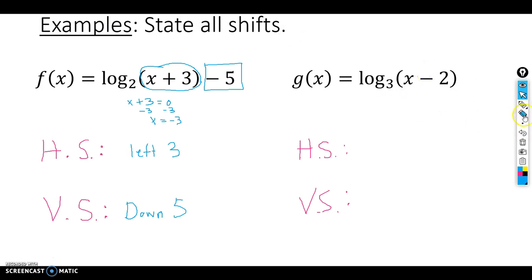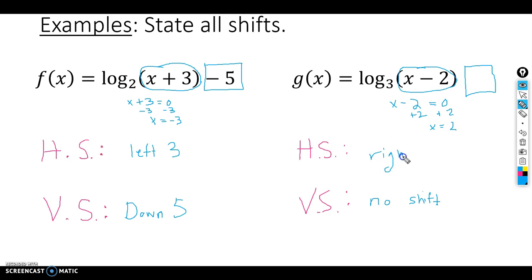So once more, I'm going to circle my horizontal shift, and I will box my vertical shift. And if you notice, there's no vertical shift, so I'm just going to go ahead and write no shift here. And for my horizontal, I'm going to set the argument of the log equal to 0, and I'm going to solve for x. So I will add 2 to both sides, and I will have x equals 2. So my shift is going to be to the right 2.